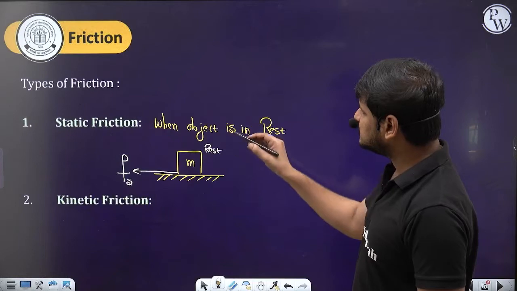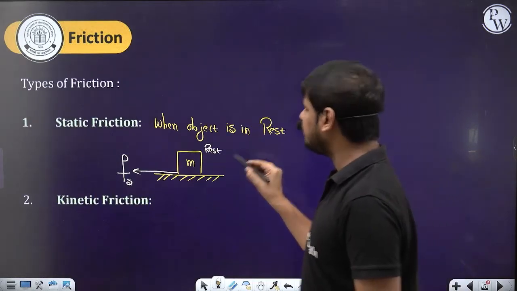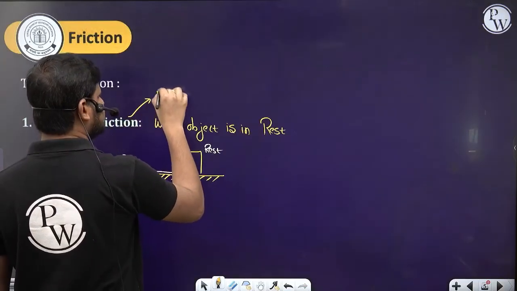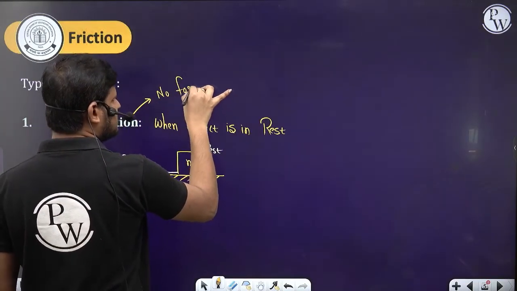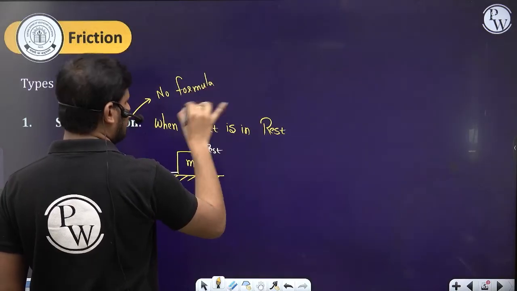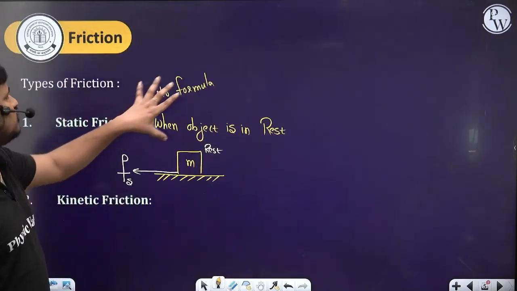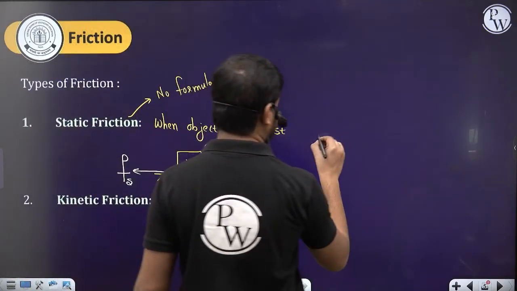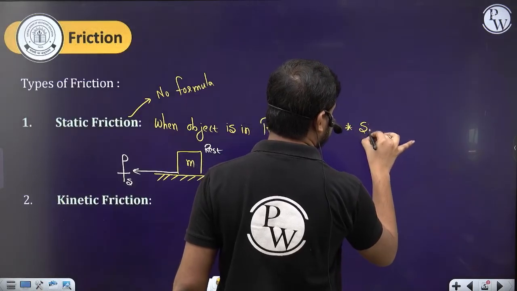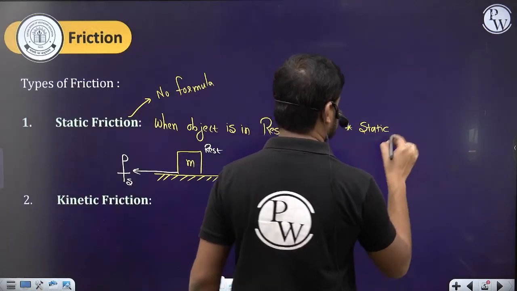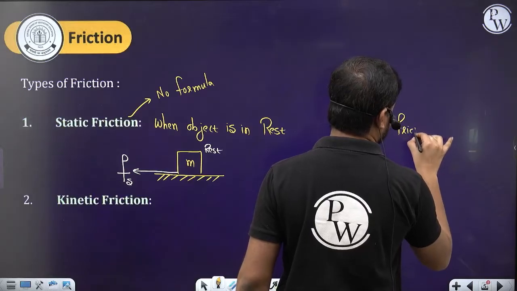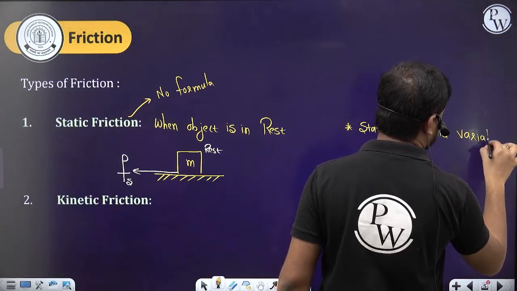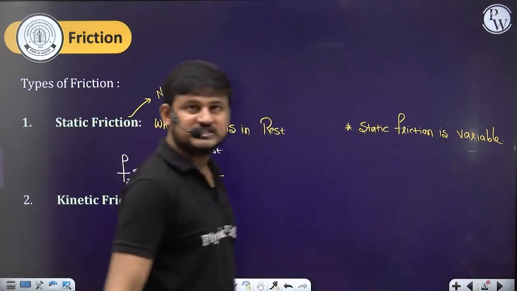Okay. For the static friction, there is no formula. You'll understand all these things as the class progresses further. Just understand the basics one by one. So here there is no formula for the static friction. Static friction is a variable friction. So here I'll write: the static friction is variable. How it varies, we'll see in today's lecture itself. Okay.